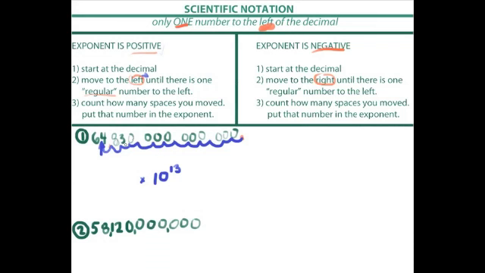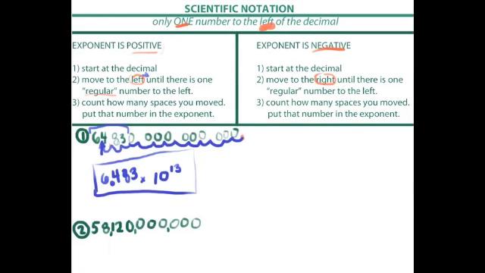And now what you do is you take these numbers in the front, all the numbers that are not zero, so the 6, 4, 8, and 3 in this case, and you write them here. And now you place the decimal where you stopped. So the decimal was in between the 6 and the 4, so it goes right there. So the final answer for scientific notation is 6.483 times 10 to the 13th.